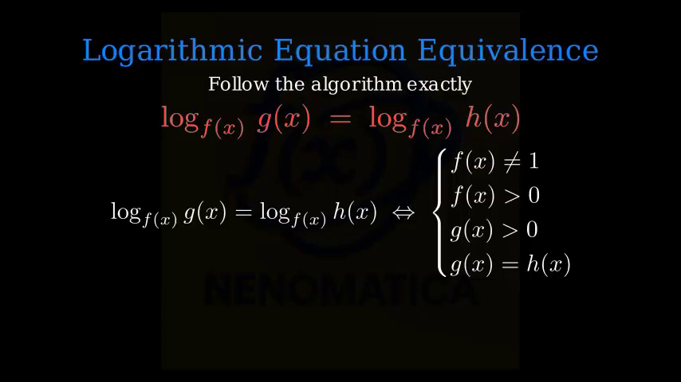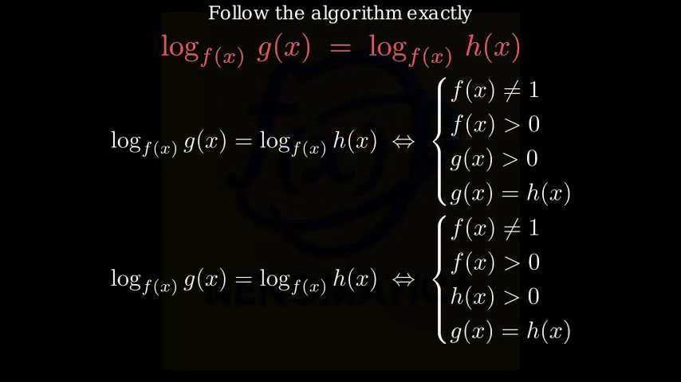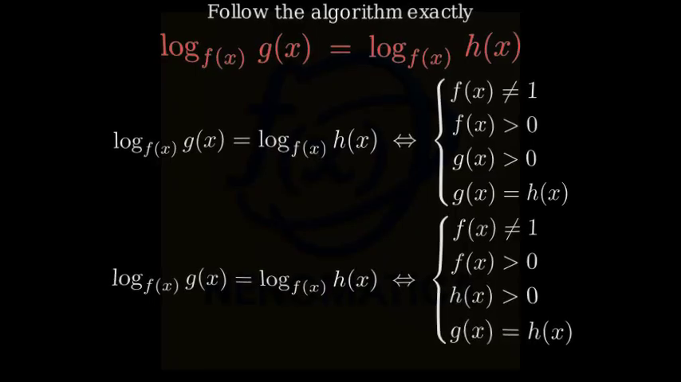The base must be positive and not equal to 1. The argument on the left must be positive, and the two arguments must be equal. Write that system now. Because the last line states g of x equals h of x, it is sufficient to require positivity for only one of the arguments. That gives a second, but completely equivalent system.